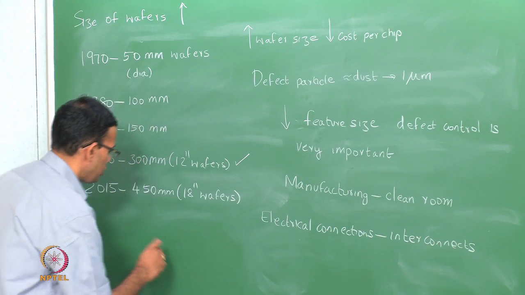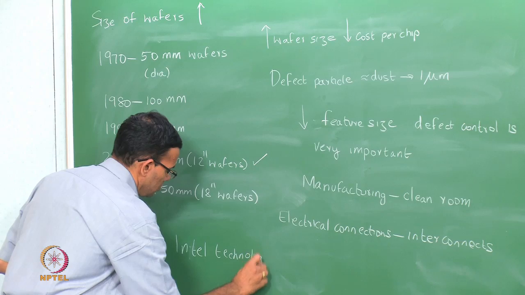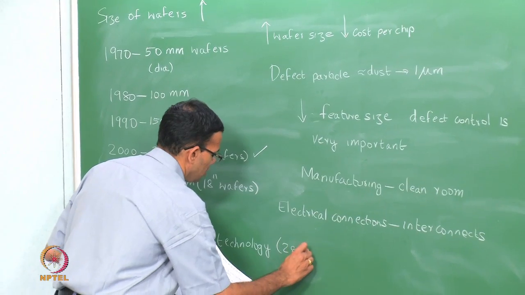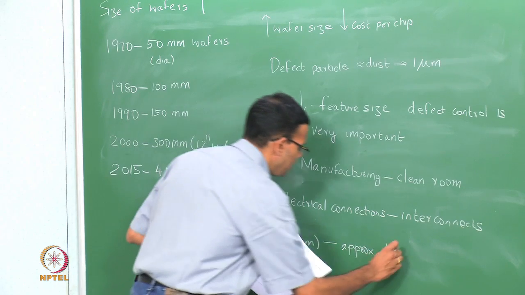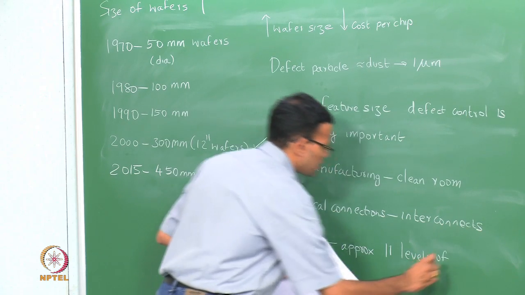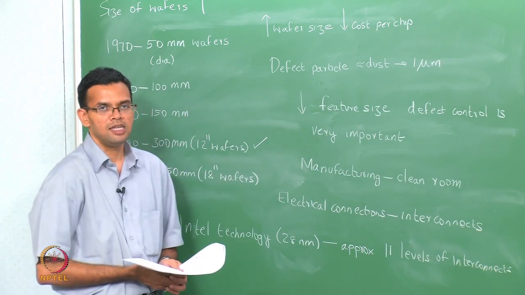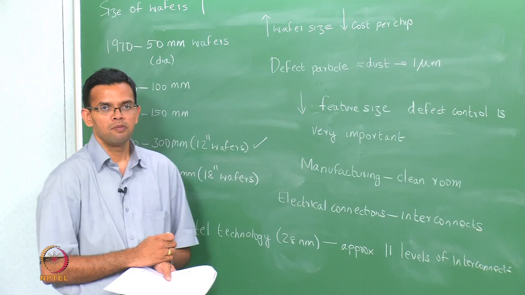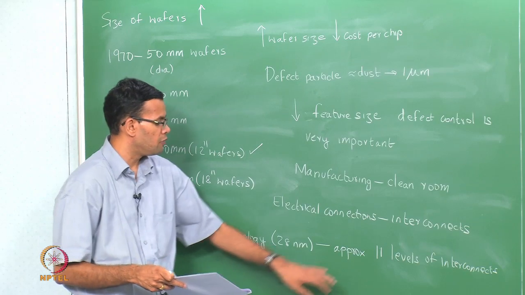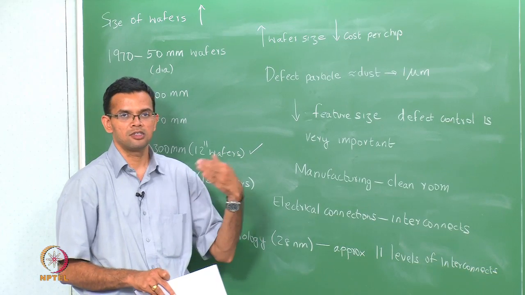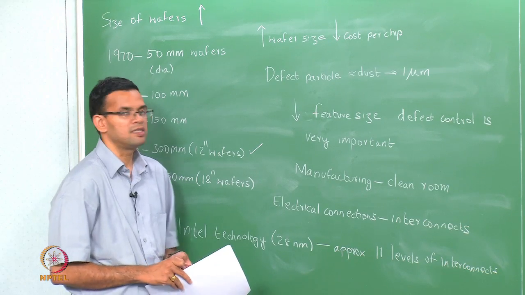If you look at the latest Intel technology, which is the 22 or the 28 nanometer technology, it requires approximately 11 levels of interconnects. As I mentioned earlier, these interconnects not only connect the individual transistors, but they connect different parts of the chip to each other and ultimately they connect the chip to the outside world. So, if we reduce the size of the components, the complexity of the interconnects goes up. How we manufacture all of these on a single wafer again becomes critical, so the complexity of the process increases.